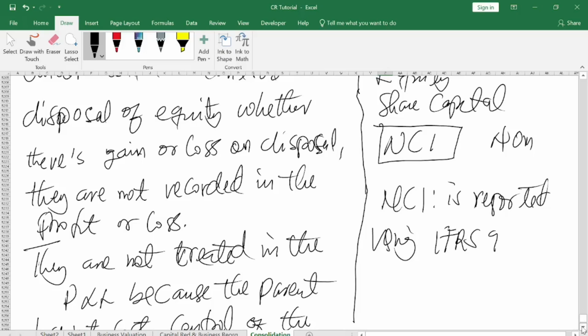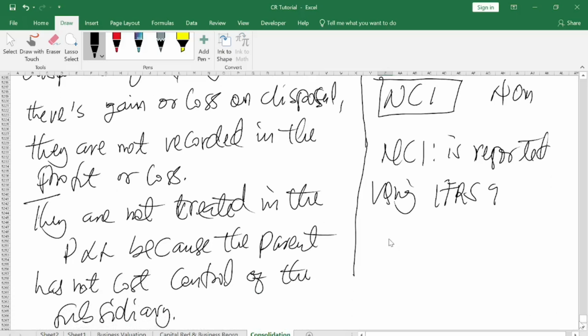Item 9, NCI. You understand? So here, assuming the fair value of the NCI at the beginning is 40 million and at the end it is now 41 million, right? There's a revaluation gain on the asset here. So this revaluation gain, what do you think?